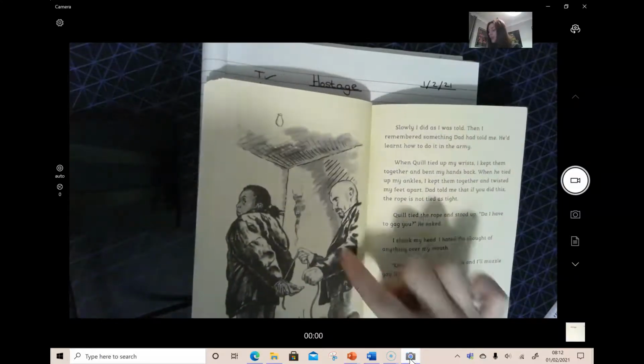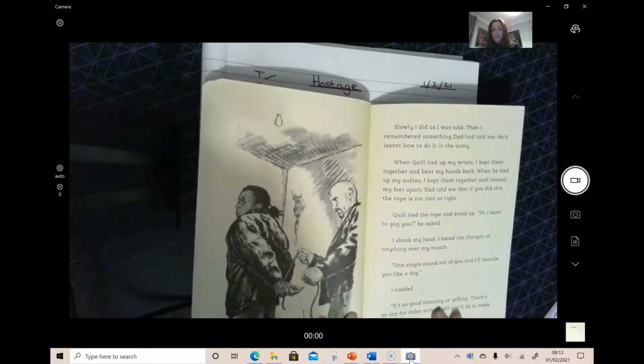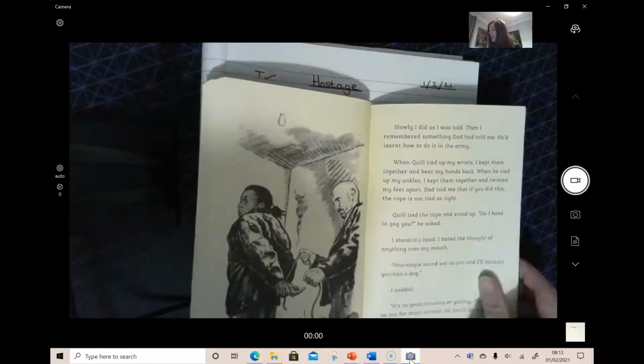Can you see what's happening here? He's using the rope to tie our hands together. Poor Angela.